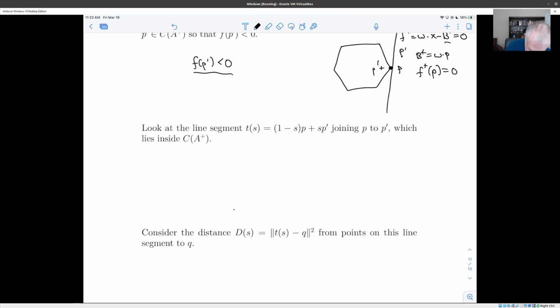So here's our picture. Here's our hyperplane. Here's P. Here's the positive side of the hyperplane. And here is P prime, which lies on the wrong side of it. We're going to consider the line which runs from P to P prime. And meanwhile, over here, we have Q, which is the other point, so that it's in the convex hull of A minus, and this distance here is minimal.